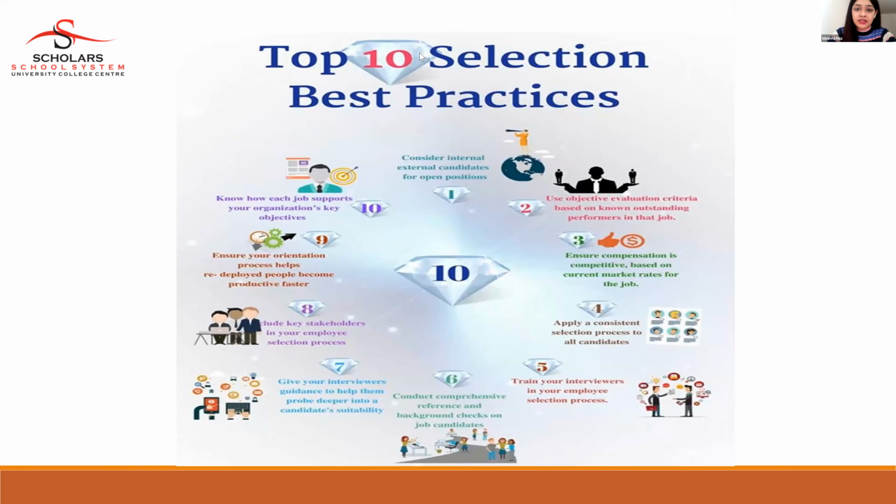So some of the best practices within the selection processes include: consider the internal and external candidates for the positions that are available. So it's not that you will only look for candidates outside of the workplace. If required, you can also look for candidates within the workplace. Use objective evaluation criteria based on known outstanding performance for that job. So if you think that there are some internal candidates who are capable for the job that you're offering, then maybe you can go up to them and tell them that this kind of job is available.